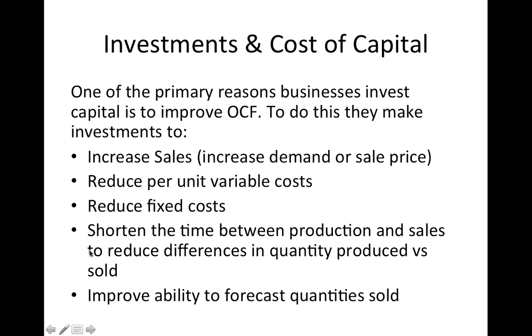They could shorten the time between the production and sales, so that reduces the likelihood that there's going to be a mismatch between the quantity produced and the quantity sold, and therefore reduces the risk that they're going to get a mismatch on their cash flows. Or they could possibly invest in improving the ability to forecast the quantity sold, so that brings down the riskiness of that. So there's lots of things that they could invest in to help put them in a better financial situation in terms of their operating cash flows.